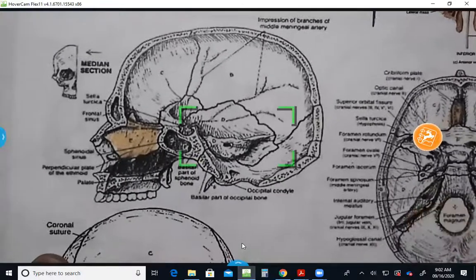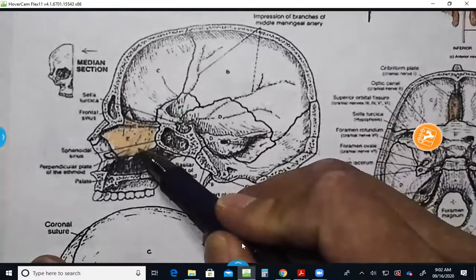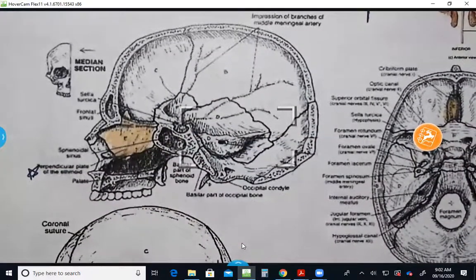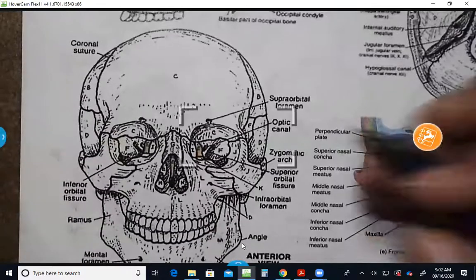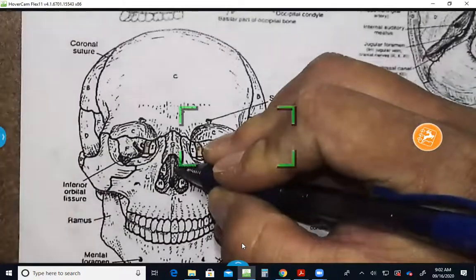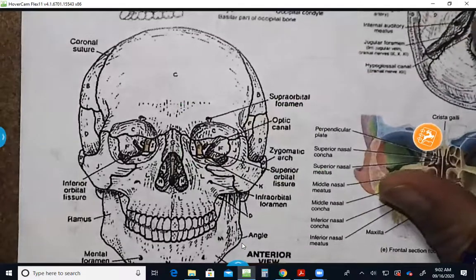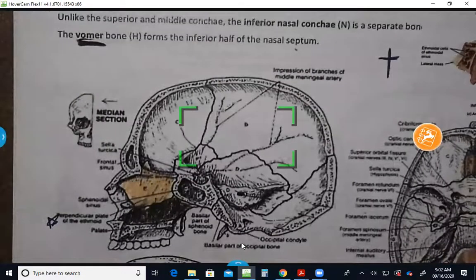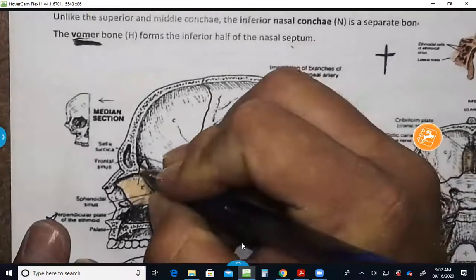So what we colored last time when we were talking about the nasal septum is the perpendicular plate of the ethmoid. That would be what this is here in our image, looking in the middle of the nose. The perpendicular plate helps create the rest of that nasal septum.